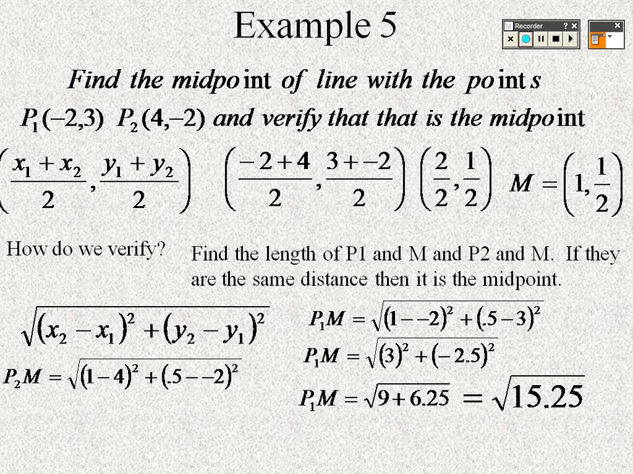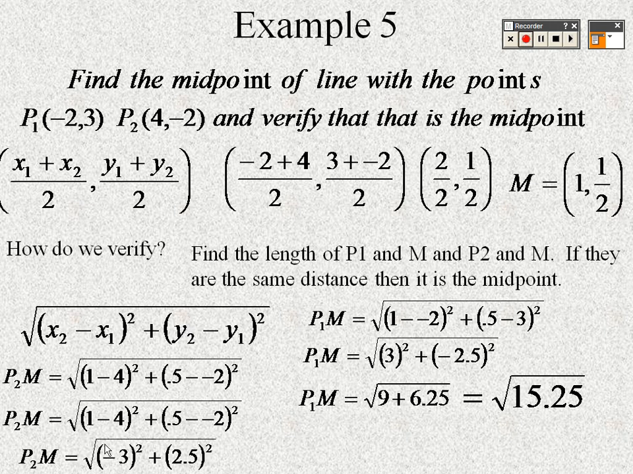So we need to find the distance from the midpoint to P2. I'm taking x2 minus x1 and y2 minus y1. So 1 minus 4 is negative 3, and negative 0.5 plus 2 is 2.5, and you end up getting 9 plus 6.25 and realize they're both the same. So we prove that that is actually in the middle.